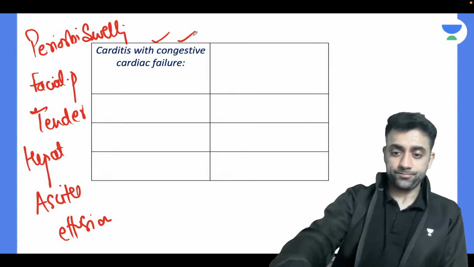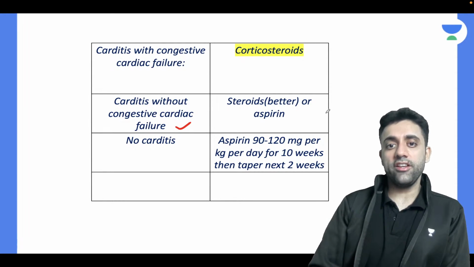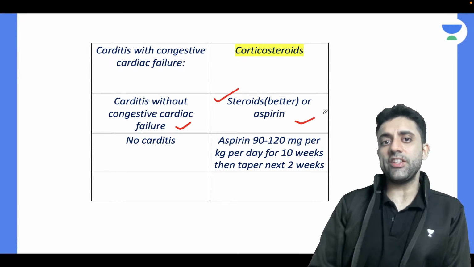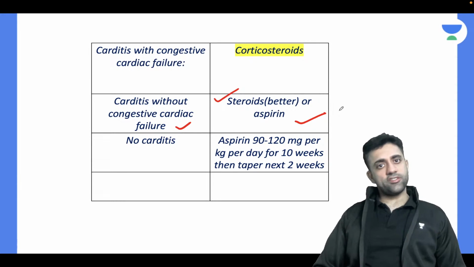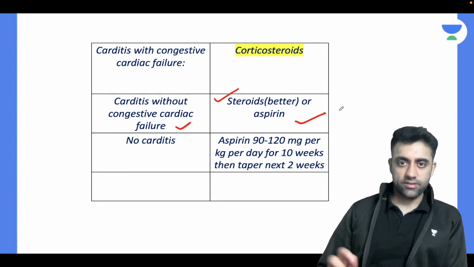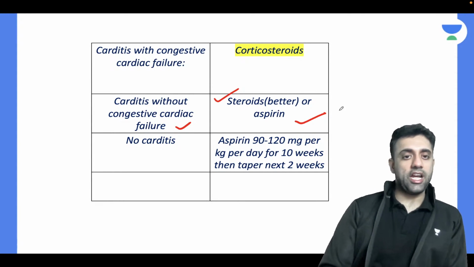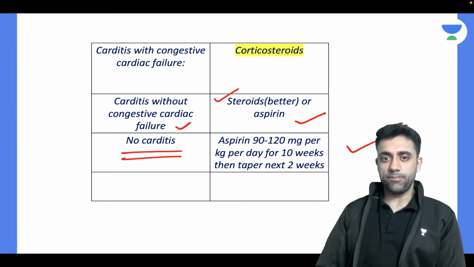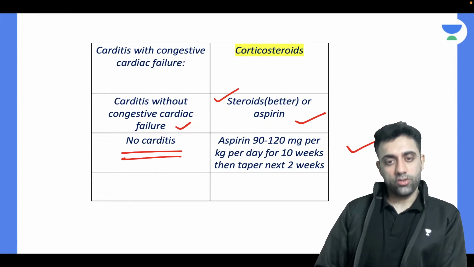Carditis without congestive cardiac failure, steroids are better than aspirin. I'll repeat again. If there is carditis with CCF, give steroids. If there is carditis without CCF, two options are there: steroids or aspirin, but steroids are better. And if there is no carditis, then give aspirin, 98 to 120 mg per kg per day for 10 weeks, then taper the dose for the next 2 weeks.